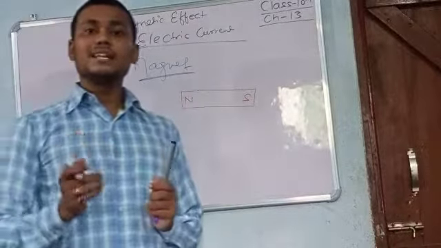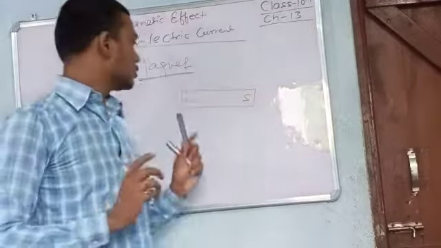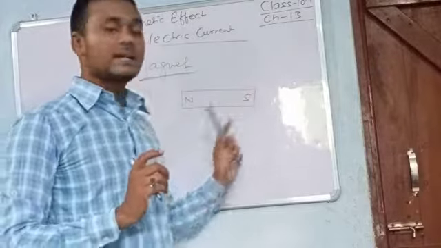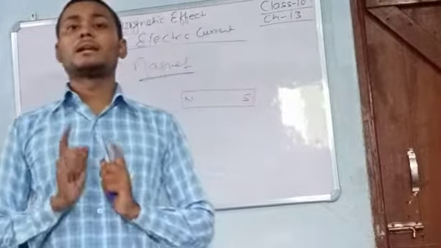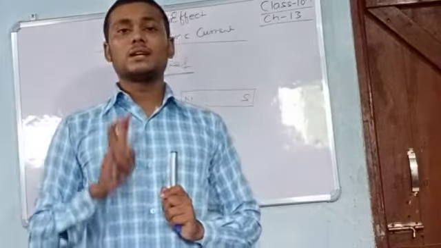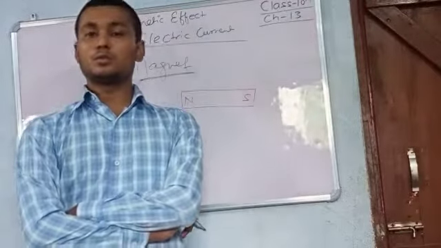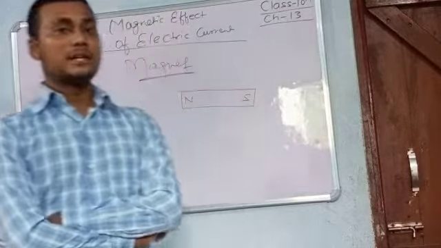Next, it has two poles, one is the north pole and the second is the south pole. So there are two pieces of information. First, a magnet attracts or repels another object or substance. Second, it has two poles, a north pole and a south pole. Now let us see.